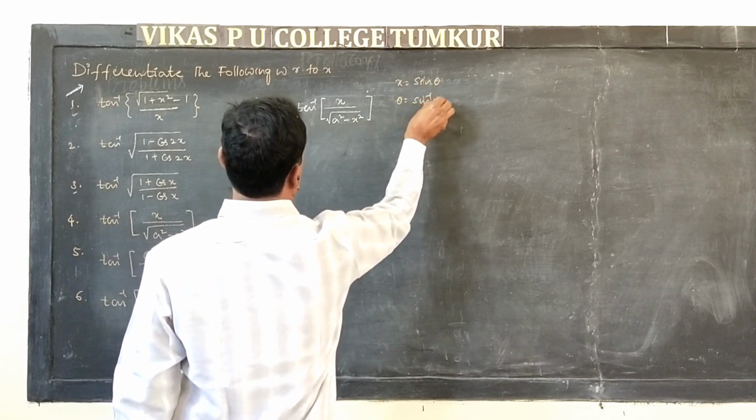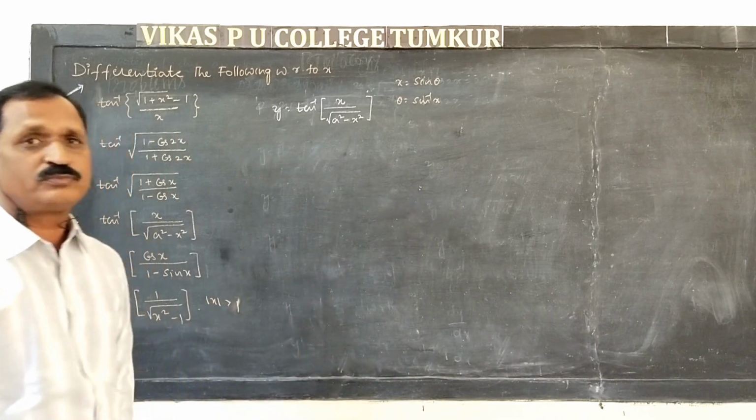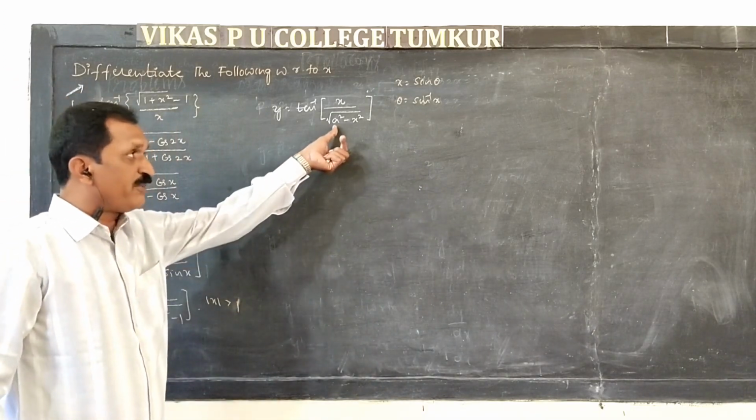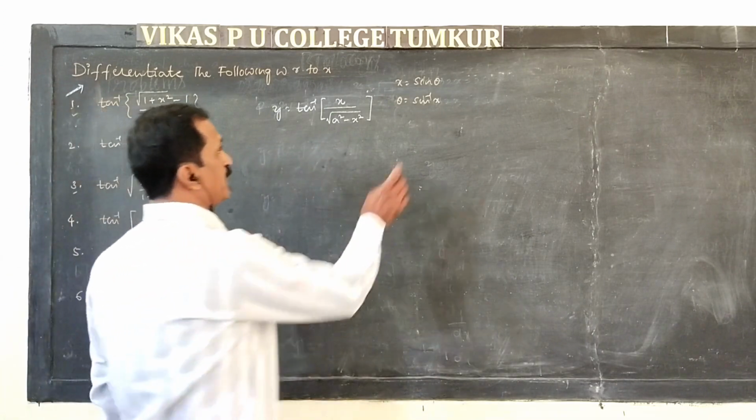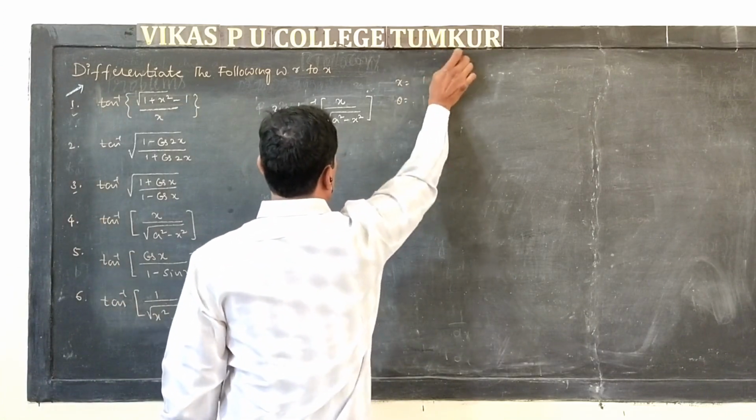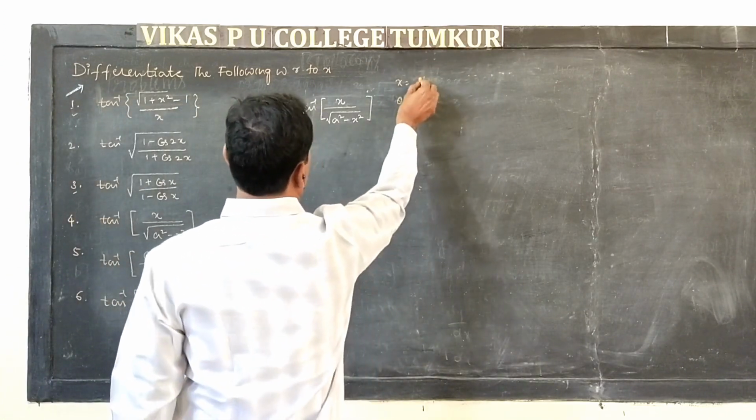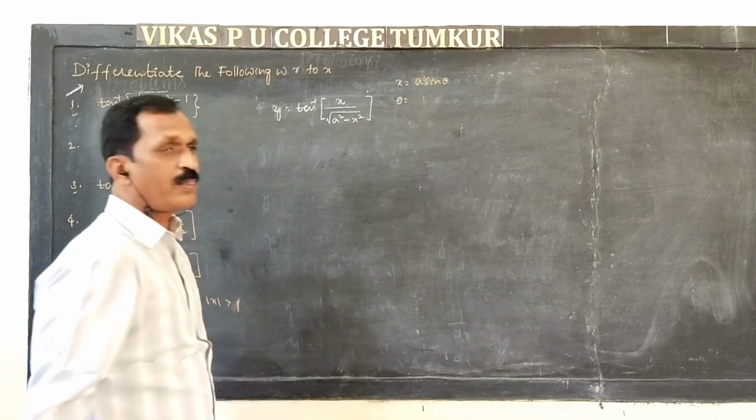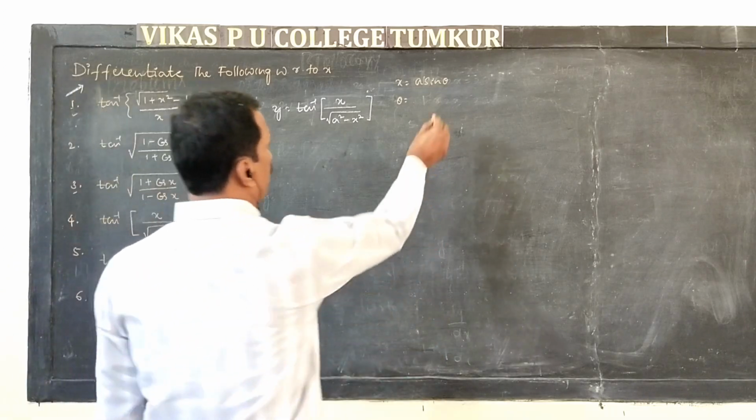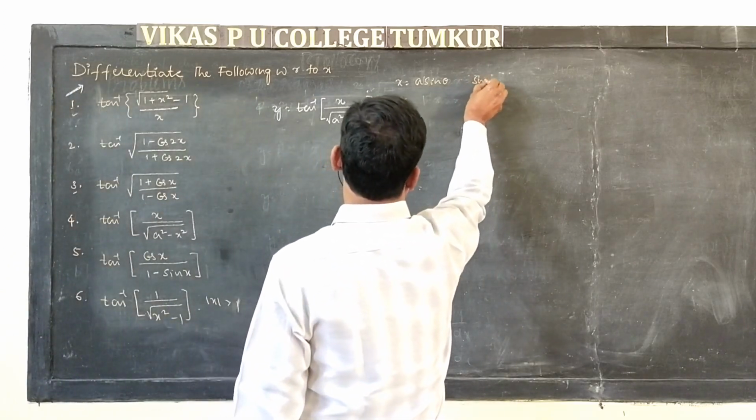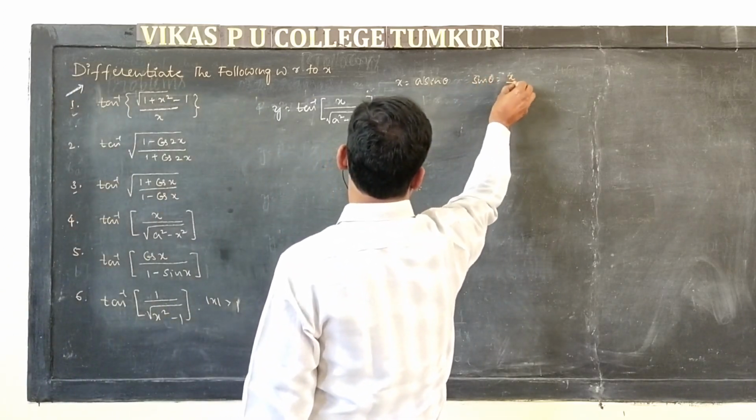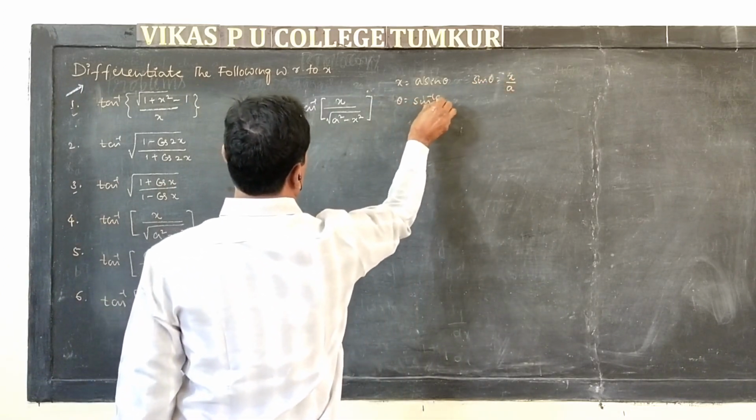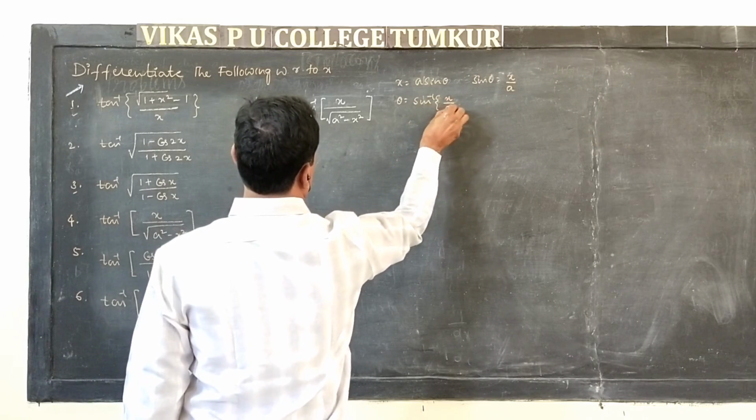Theta will become sin inverse of x. So, the changes are there. a is the variable, so that I can now substitute these functions like this. Put x is equal to a sin theta. Therefore, sin theta is equal to x by a, or theta is equal to sin inverse of x by a.